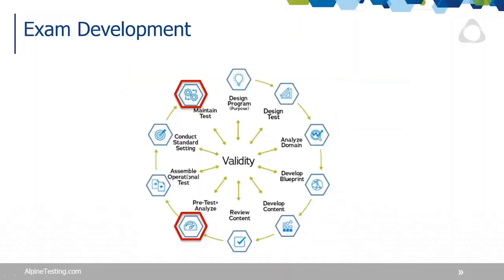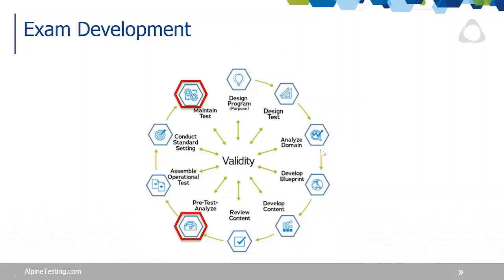Along the way, there's many different pieces of the validity, and this is what we call at Alpine the validity wheel. Every part of your test development cycle contributes to validity, starting with the very beginning at the 12 o'clock part of this diagram of designing the purpose of your program. Everything has to center on the purpose, but that also starts the foundation of the validity.